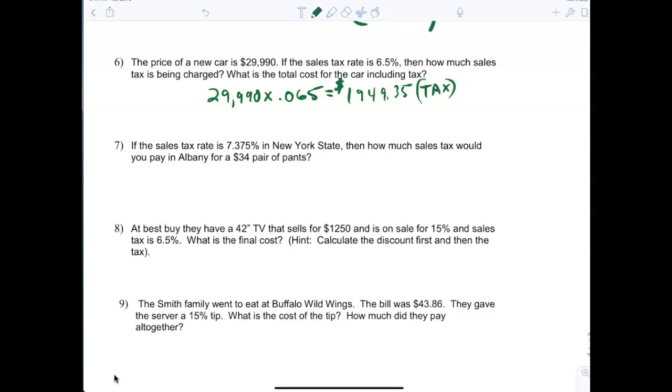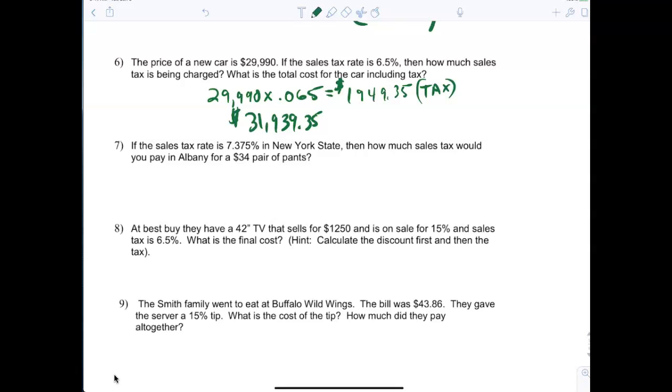Now, it also says, what's your total bill? So now what would I do? You could add them two together. Yes, you just add those two together. All right, which was? $31,939.35. Anybody have any questions with that? Now you understand there were two questions there. That's what I'm saying. You got to be careful.